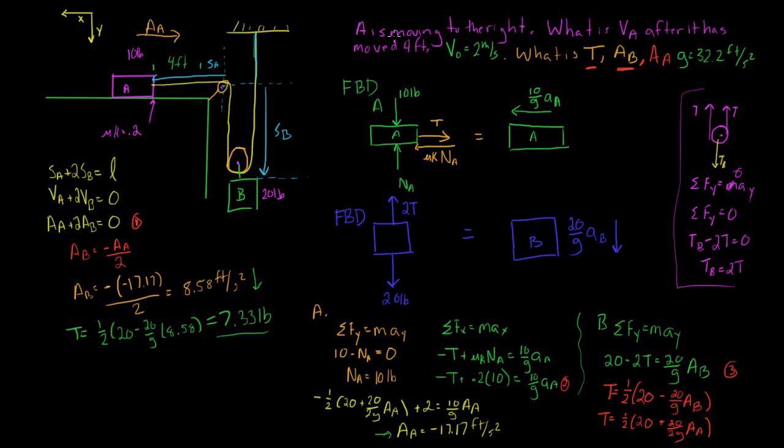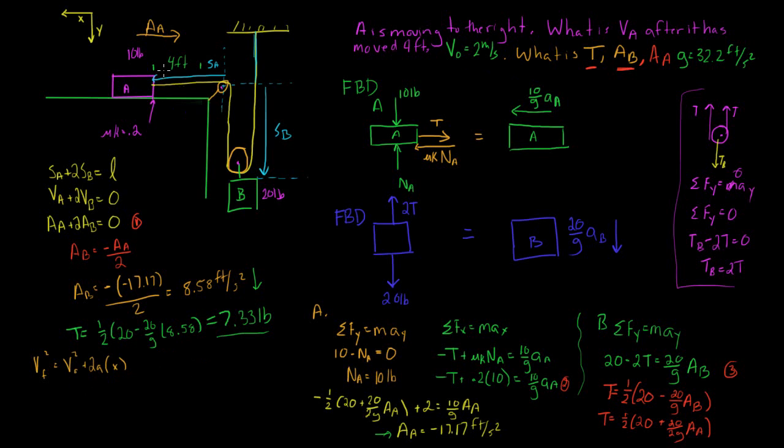Now, the question is asking, A is moving to the right, what is the velocity of A after it has moved 4 feet? If we take a look back at our kinematic equations, we have this equation right here. Final velocity squared is equal to initial velocity squared plus 2 times the acceleration times some change in x. And we know what this change in x is. Since it's moving to the right, this change in x is minus 4 feet.